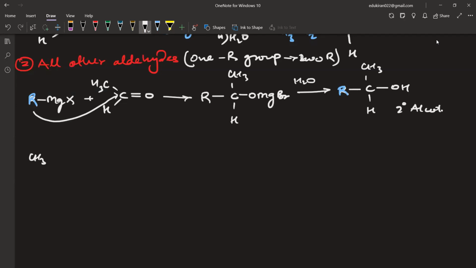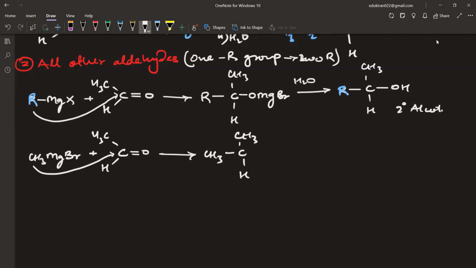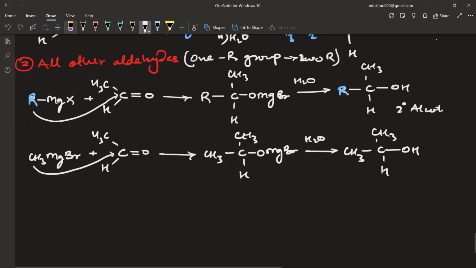So if you have, let us say, CH3MgBr plus carbon connected to CH3, double bond O, and one hydrogen, it is an aldehyde. We are going to get, first of all, CH3. The CH3 will attach to this carbon atom. The other CH3 is as it is. Here we have hydrogen and OMgBr. On further hydrolysis, it is going to give me CH3, carbon, CH3, hydrogen, and OH group. Now here, I hope you can see that this is my CH3, and this is the CH3 which is coming from the Grignard reagent.